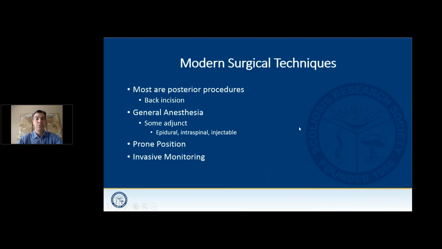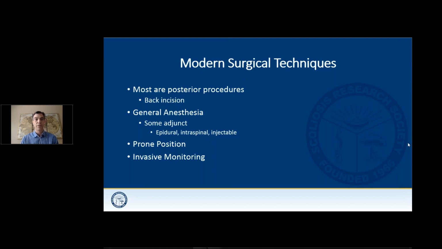Most of the procedures that are done in 2017 are posterior procedures, meaning that the procedure is done through incision on the patient's back. And again, most, as you might expect, would have general anesthesia, and we oftentimes add some sort of adjunct for pain control afterwards, either an epidural catheter or some sort of intraspinal medicine or some sort of injectable medicine to help control pain afterwards.